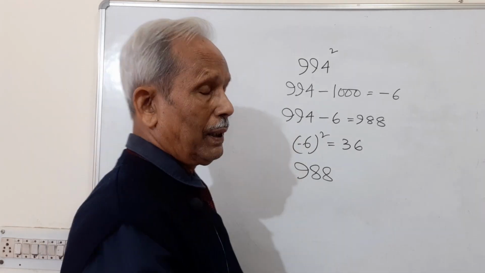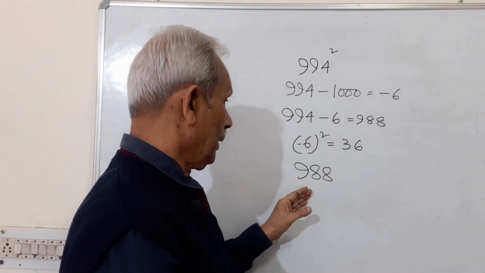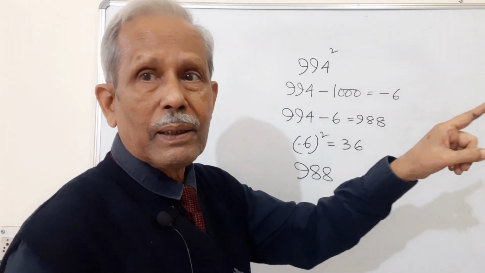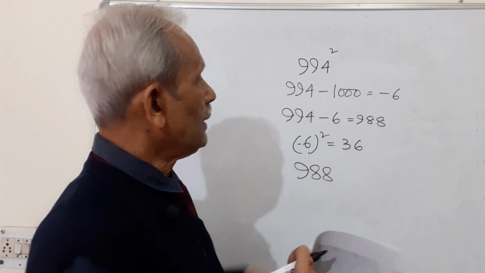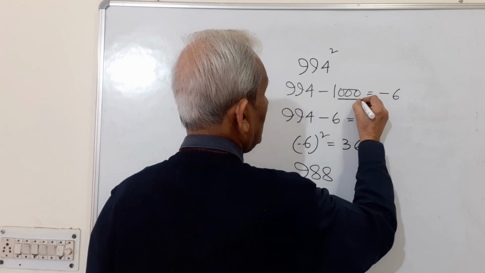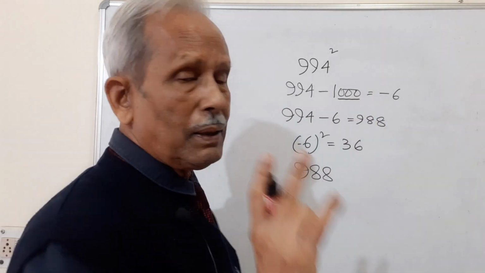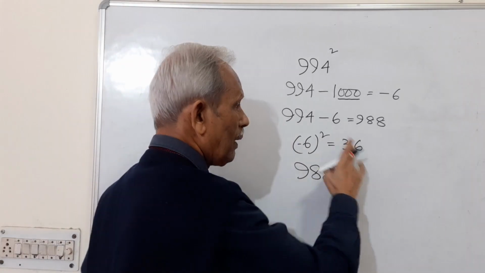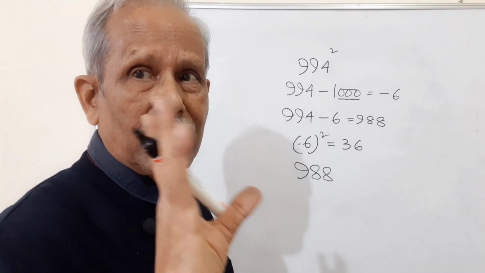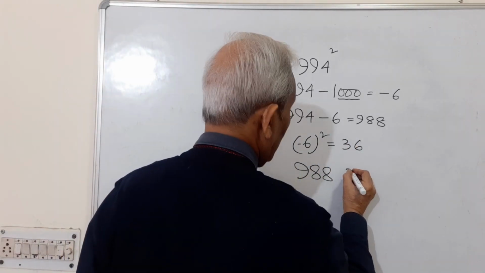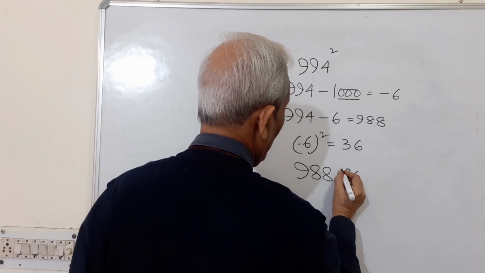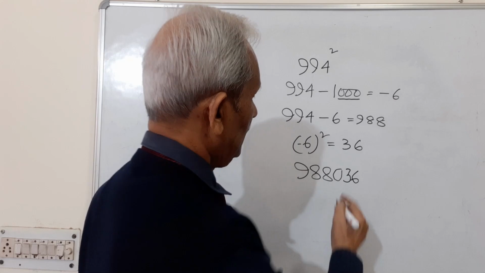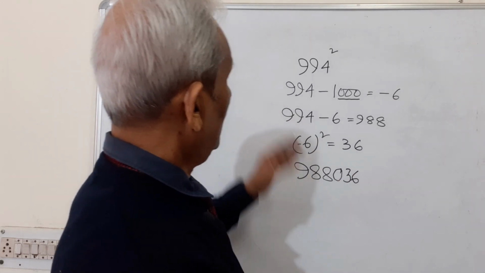Now it's very important here. Follow me very clearly. Now we'll see for the second part how many zeros are there in the base? In the base there are 3 zeros. 1, 2, 3. If there are 3 zeros, that means you have to occupy 3 spaces for the second part of the answer. But in the second part there is only 36. So what will we do? Write 36 here and occupy one more space by 0. The answer is 988036. I think it's clear to you.